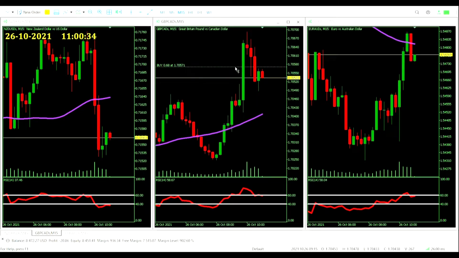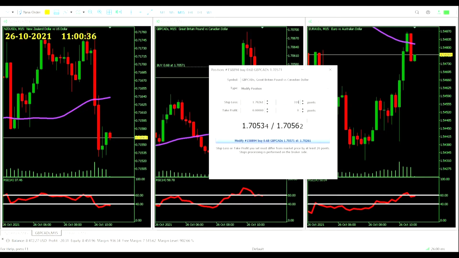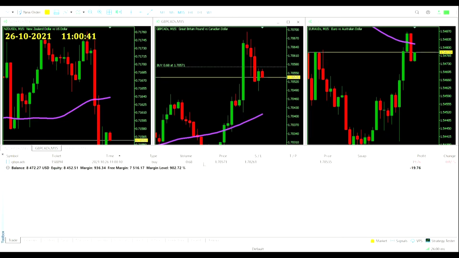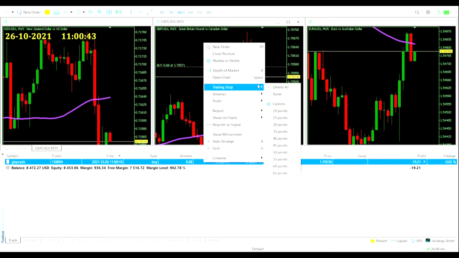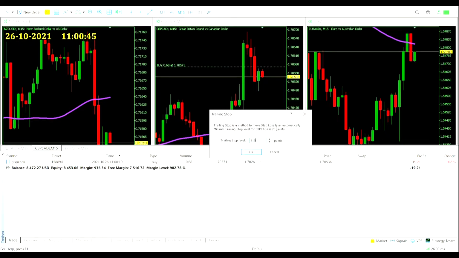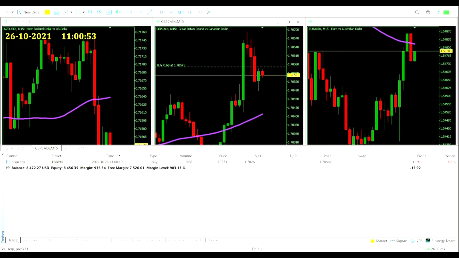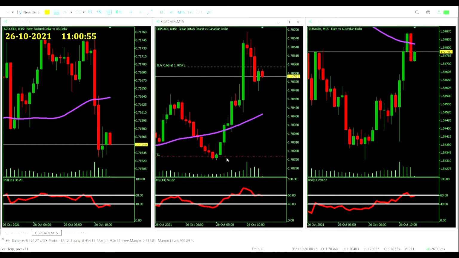So let's set the stop loss first on the trade, just in case it does plummet against us. We better set a trailing stop loss for it. Customize that. Again, 31 pips, 310 points. Locked in. Now let's take a look. We can see the stop loss pretty close to the bottom there.